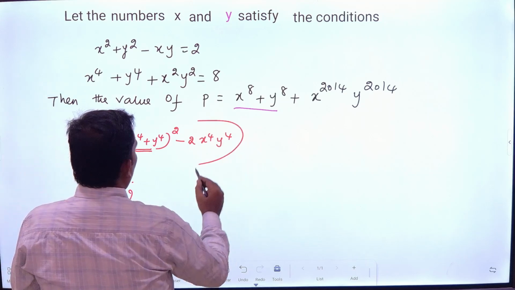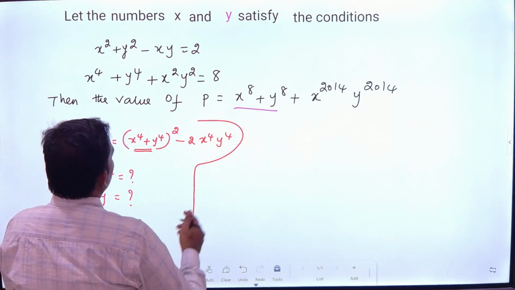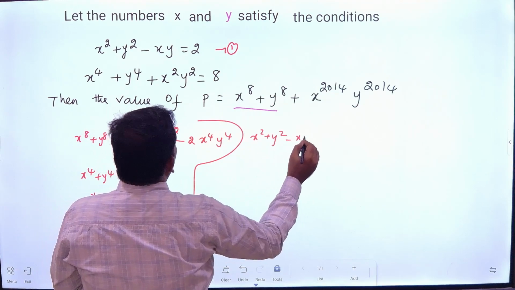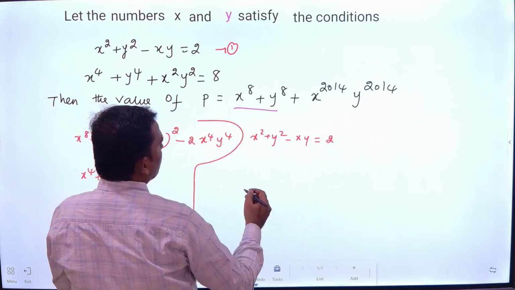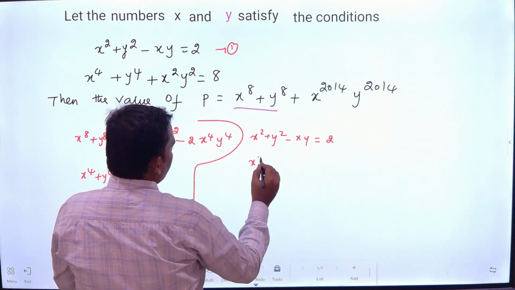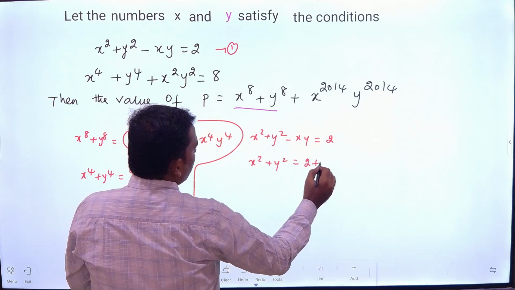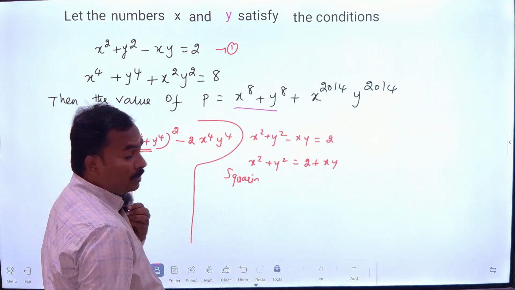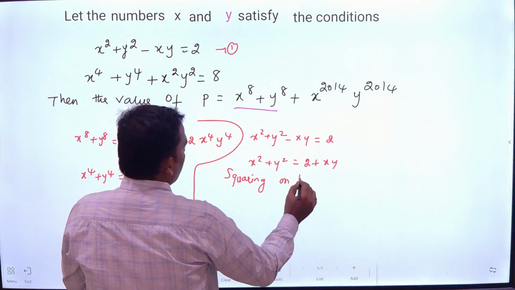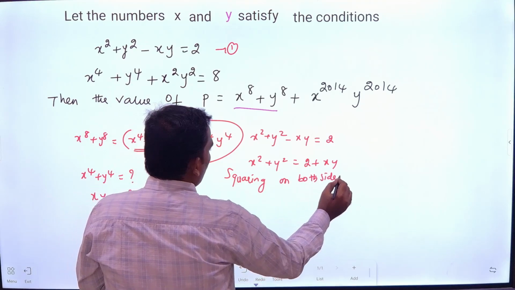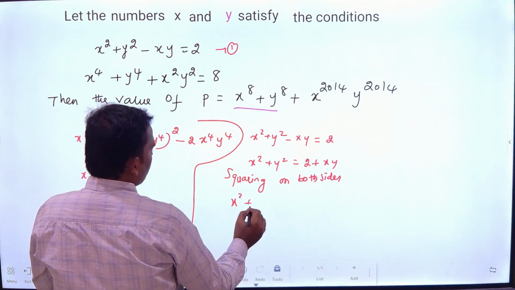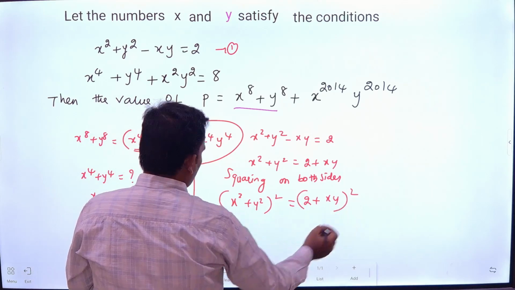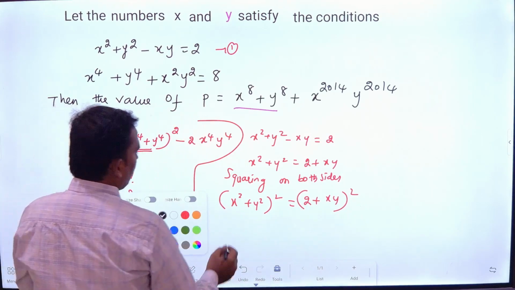You can see how to find this. Let's take the given thing as 1: x square plus y square minus xy is equal to 2. Just send xy to the right side: x square plus y square is equal to 2 plus xy. Now squaring on both sides, because we need x power 4 plus y power 4. So what will we get? x square plus y square whole square, and 2 plus xy whole square. Got it? Fine. Expand this.